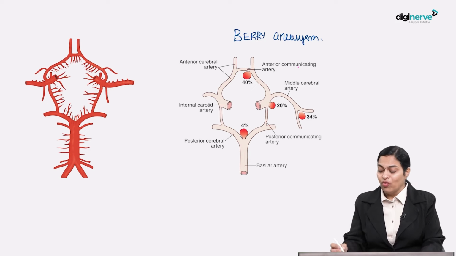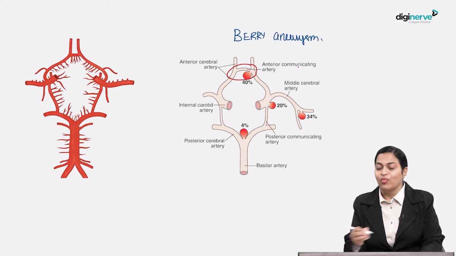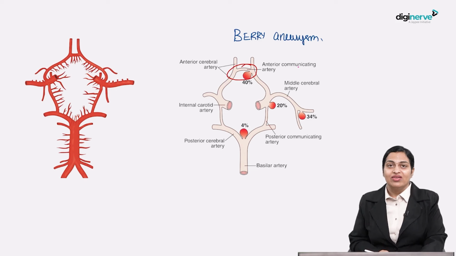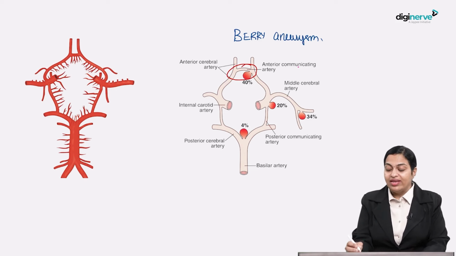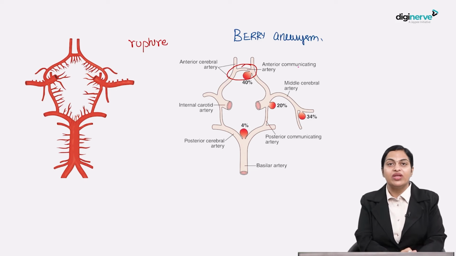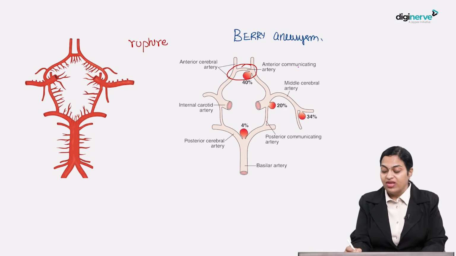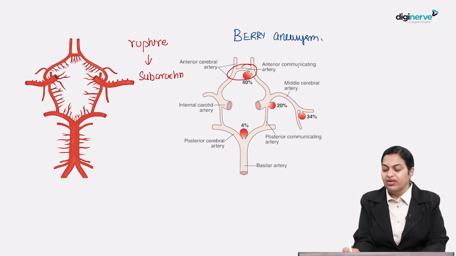Most commonly involving the anterior communicating artery. So when the intracranial pressure increases, it can rupture. And where are all these blood vessels situated? The circle of Willis is situated in the subarachnoid space. So that will lead to subarachnoid hemorrhage. Understood?